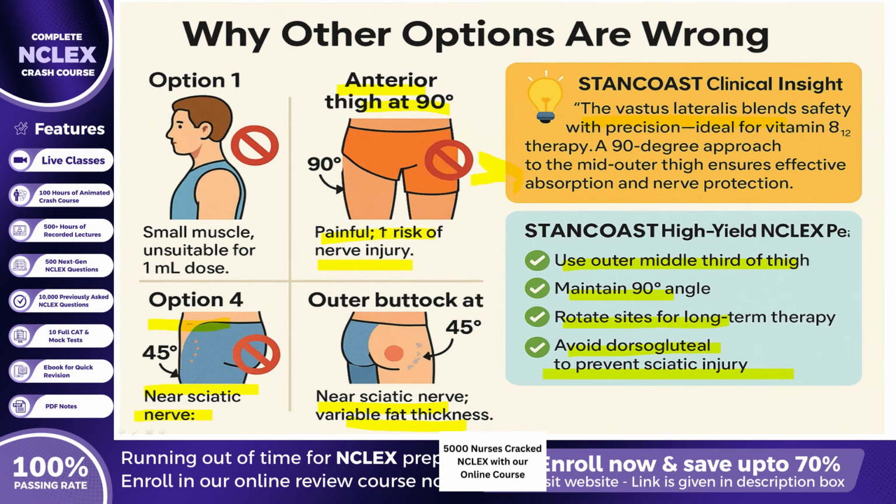Finally, here comes the Stancoast high-yield NCLEX Pearl. Always use the outer middle third of the thigh for vastus lateralis injections. Maintain a 90-degree angle to reach muscle tissue effectively. Rotate injection sites for long-term vitamin B12 therapy. Avoid dorsogluteal injections to prevent sciatic nerve injury.